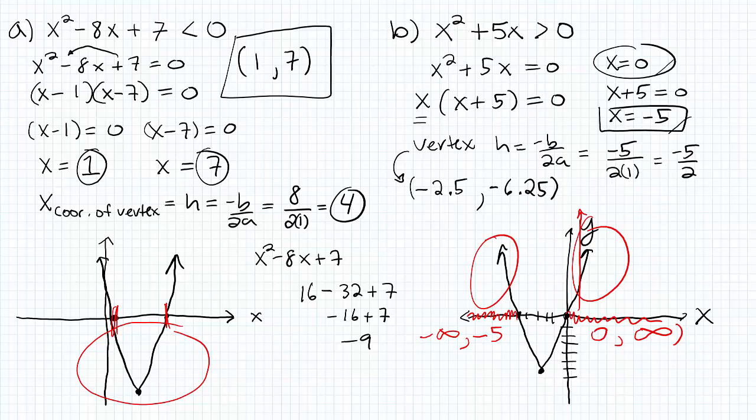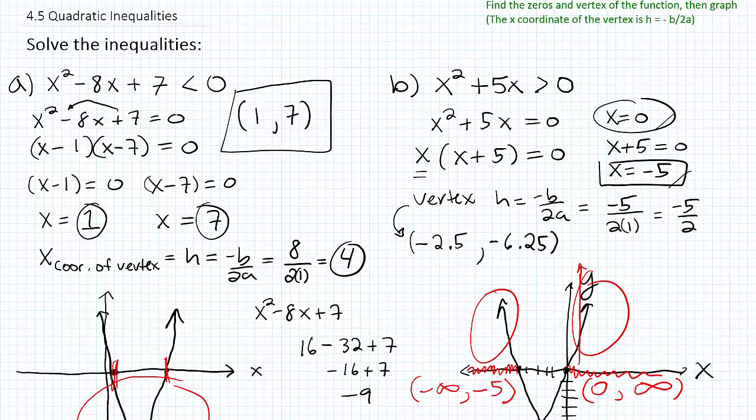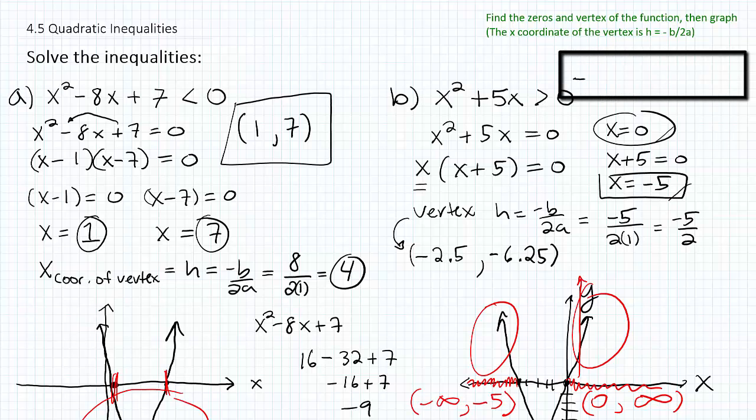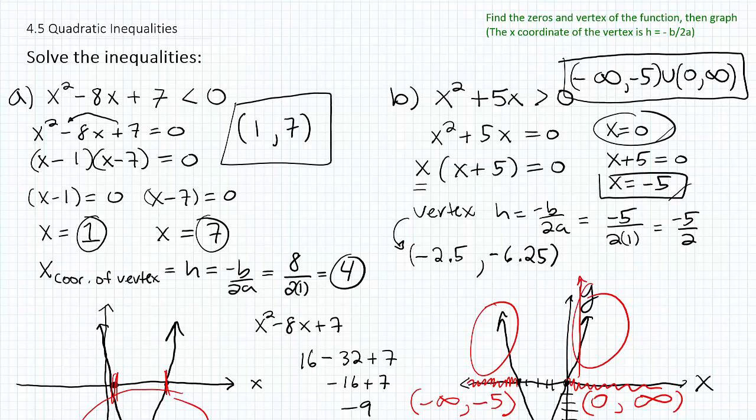So the question is whether we should include the 0 or not, right? And whether we should include the negative 5 or not. Well, I would certainly say that we would include it if it has an equal to sign, if it said greater than or equal to 0. But since those are equal to 0 and we're asking for where it's greater than 0, we're going to round those off, right? And then we just put a union between them to finish our answer. So in other words, our final answer for this problem is from negative infinity to negative 5, union from 0 to positive infinity. And that's it.